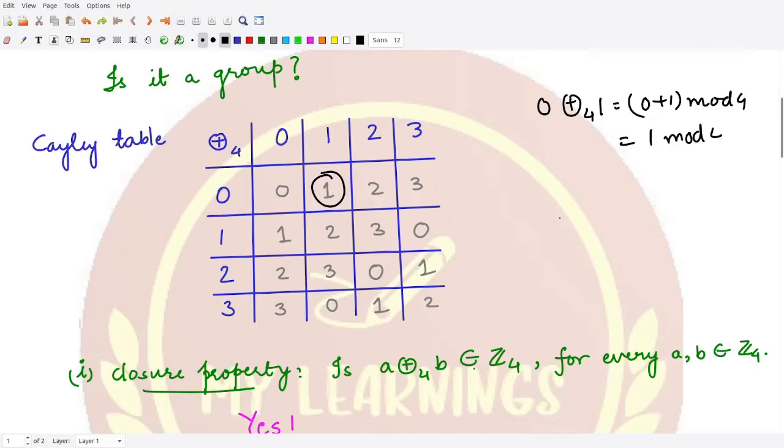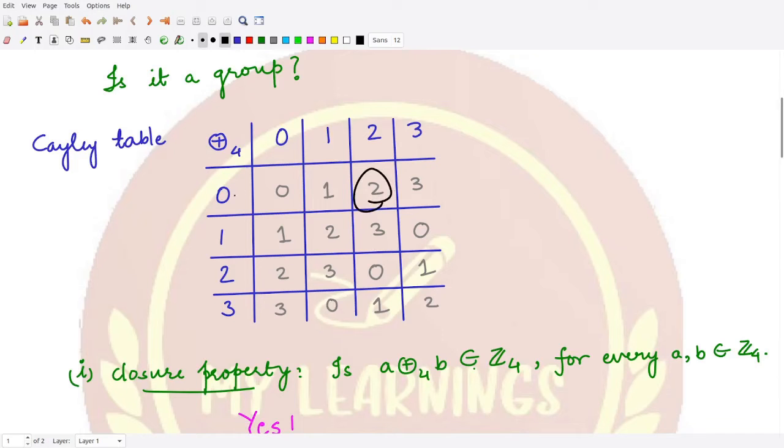Similarly, for the next term, we wanted to calculate, say, this digit. It corresponds to 0 and 2. So it would be 0 addition modulo 4, 2. So it would be 0 plus 2 mod 4. So it is 2 mod 4. Basically the remainder that we obtain is equal to 2, right? Similarly for the other cases as well, you can calculate this 3.